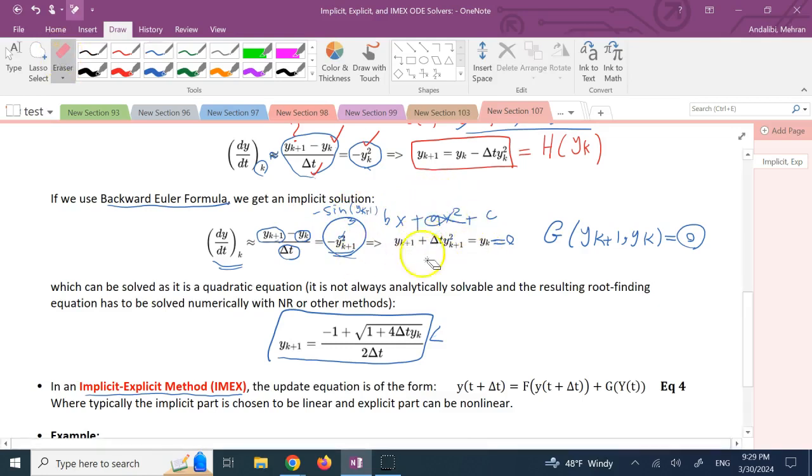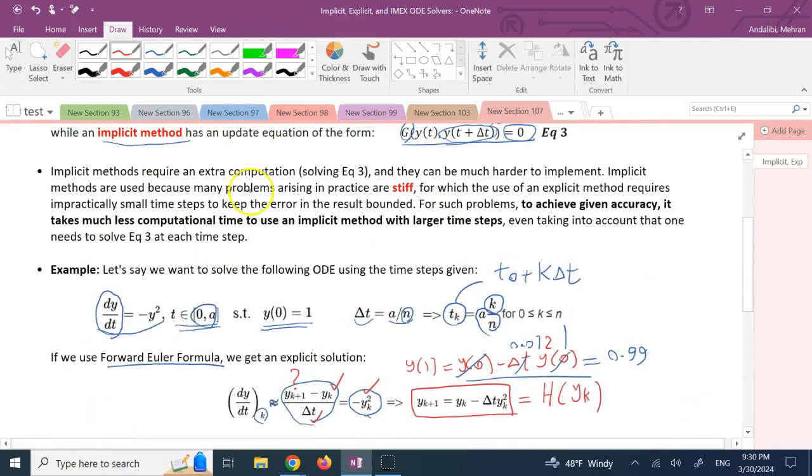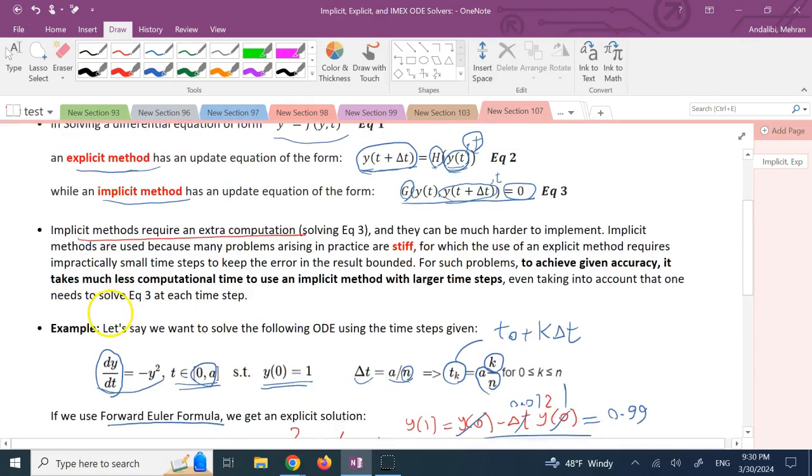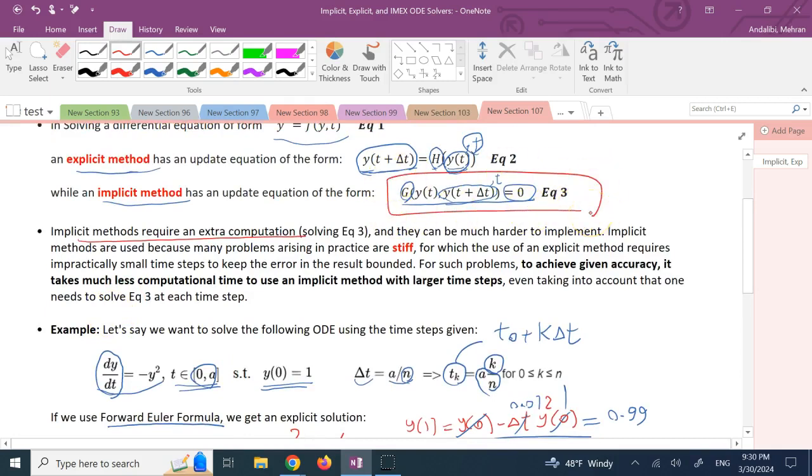delta t times sine of y of k plus 1 plus y of k plus 1 equals y of k, and now there is absolutely no analytic solution. So you have to definitely solve this numerically. And that extra numerical solution, or even the analytic solution, is some extra step that you need to do. So these implicit methods basically require some extra computation to solve this equation number 3.